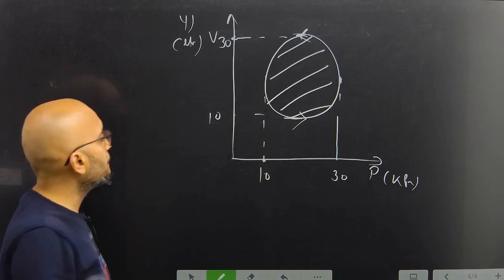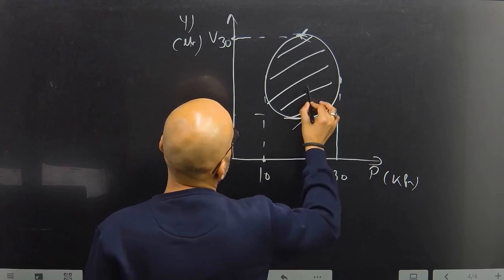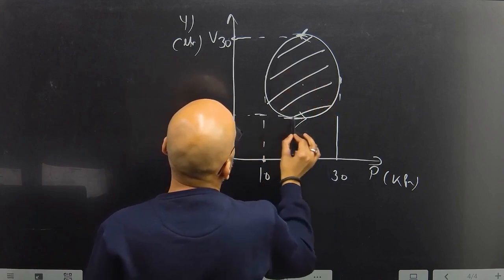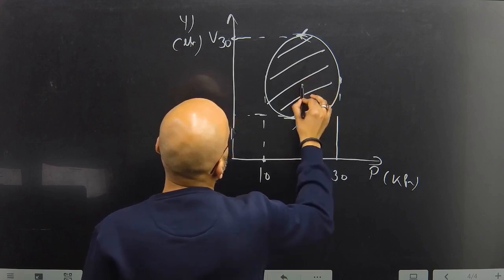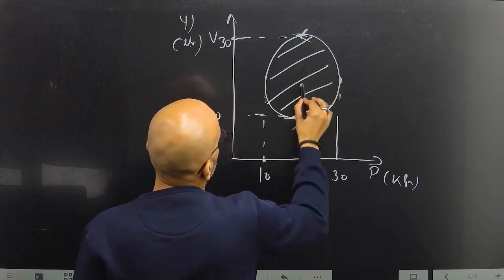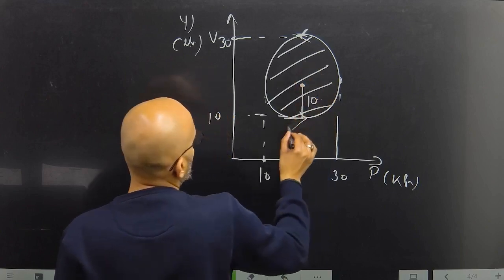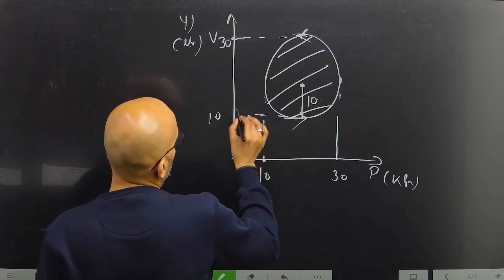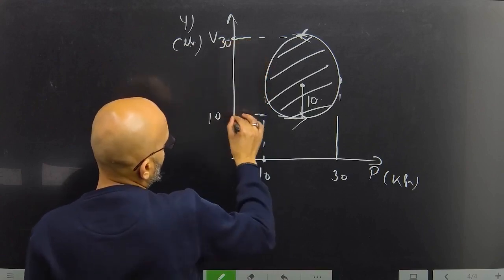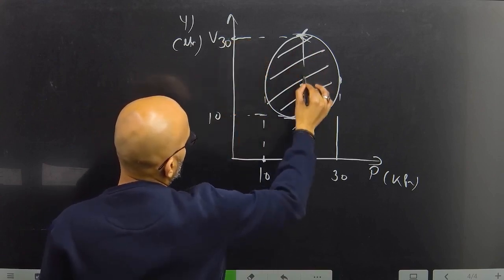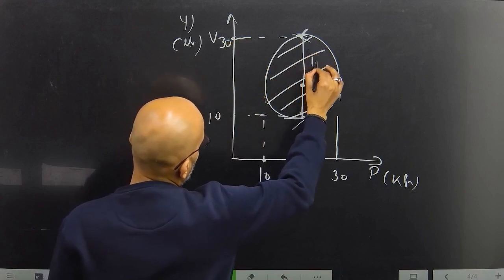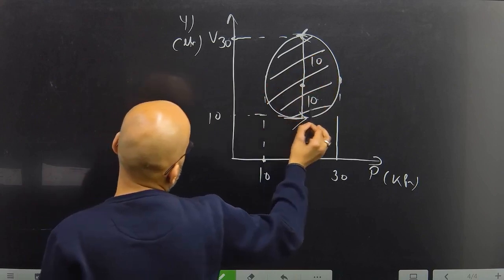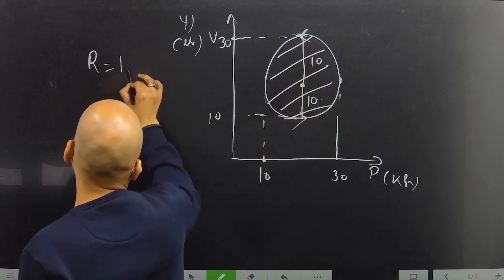So here the radius: look here, this is 10, this is 20, so the radius is 10. How? Please see, this is 30, this is 10, so the difference between them will be 20. So this entire value will be 10 plus 10, that is 20. Yes or no? So if the diameter is 20, that means the radius is equal to 10.